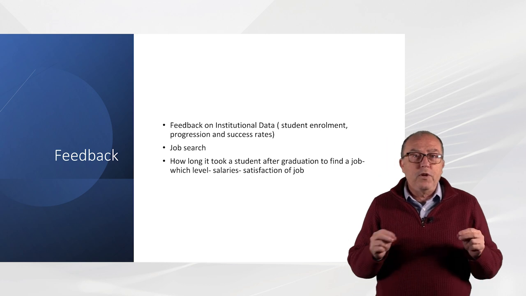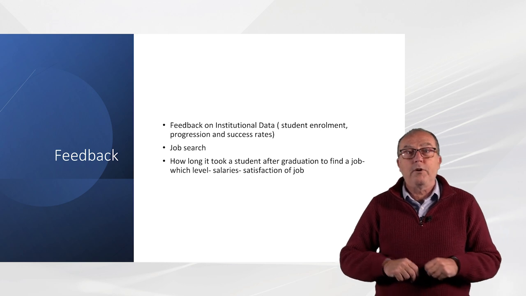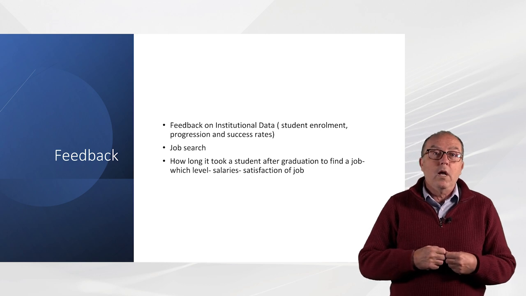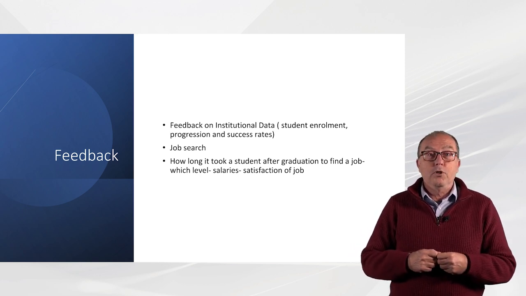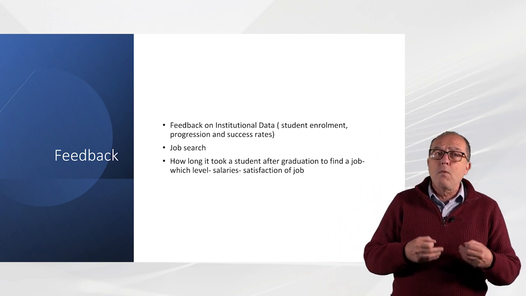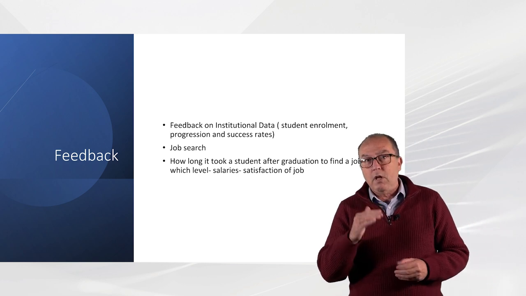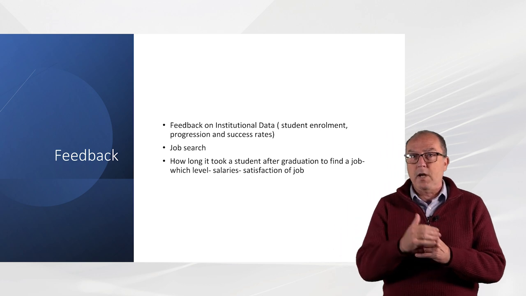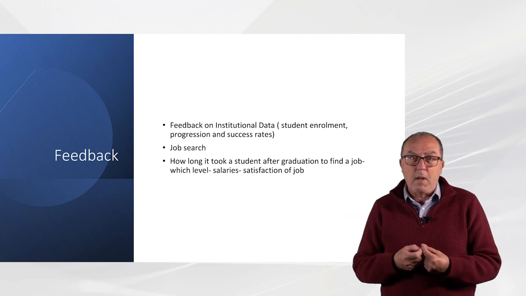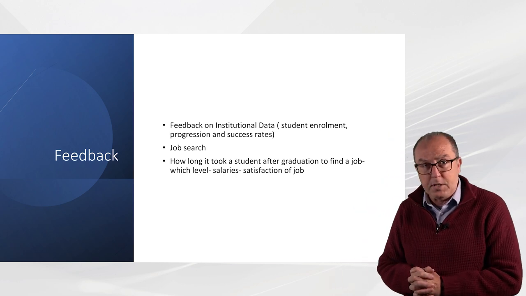So we're speaking about feedback on institutional data, for example, about student enrollment, their progression, and the success rates. For example, it's very important to get feedback about the jobs, what jobs exist, and how do I apply for them, and if they get them, and how long it took a student after graduation to find a job, even the level at which he is employed, like a manager, supervisor, the salaries attached to them, and the satisfaction of the job, because from this feedback, you can discuss this and perhaps use all this for marketing purposes.